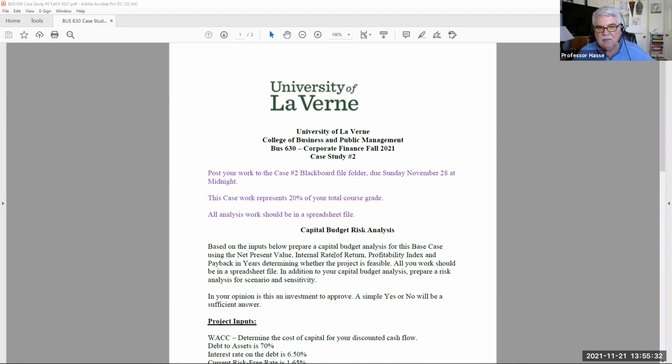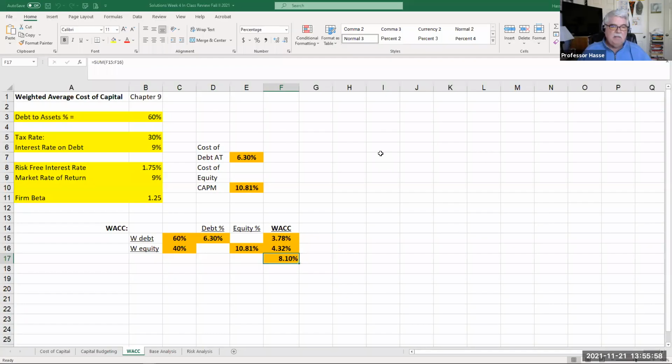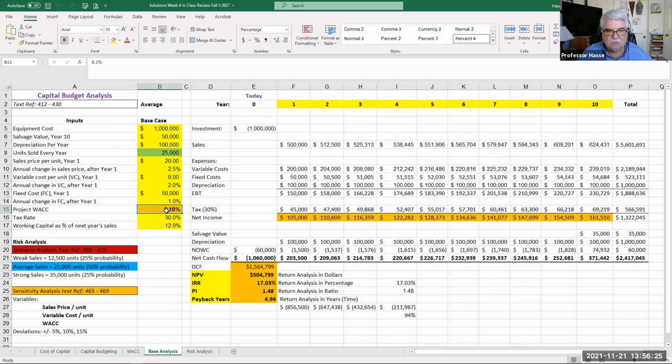Before we walk through the case, let's pick up the spreadsheet example that we looked at in our week number 4, both in our lecture video and our Friday update video. Here's that spreadsheet, called Solutions Week 4 in-class review. In it, we walk through the calculation of weighted average cost of capital, determining the after-tax cost of debt and the cost of equity, weighting them to the capital structure of the company, and we get a weighted average cost of capital. We input that cost of capital into a spreadsheet analysis here.